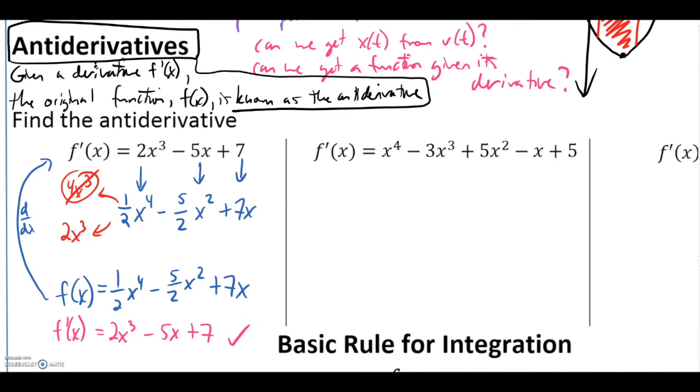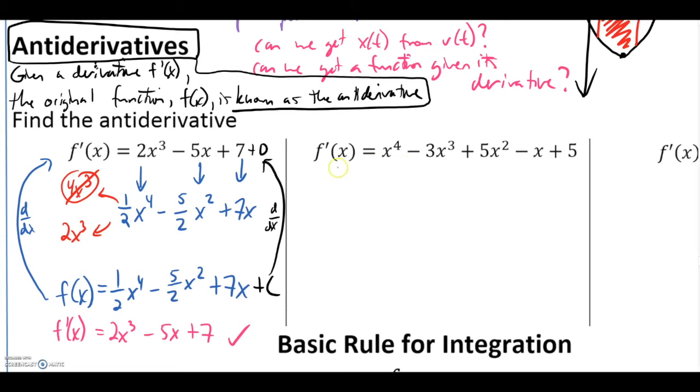Now there's one little thing that we're missing in our f of x function, and that's the possibility that we had a fourth term that disappeared when we took the derivative. Any constant on the end of our function, if we took the derivative, would disappear. And so when we think about these antiderivatives, we're always going to end them with a plus c because the derivative of any constant is 0.